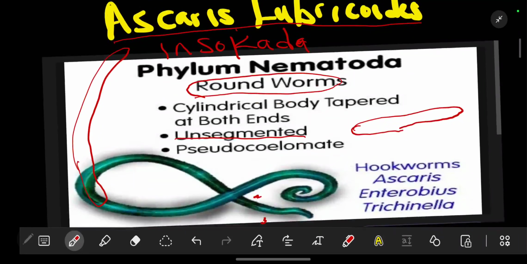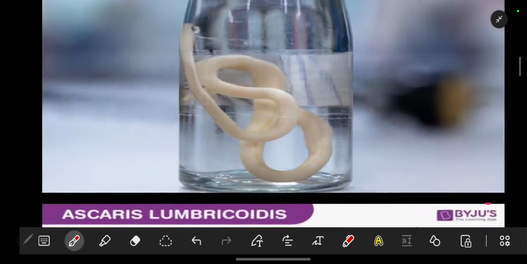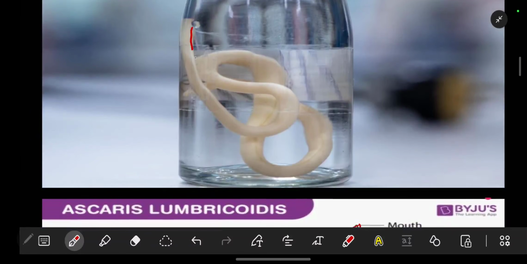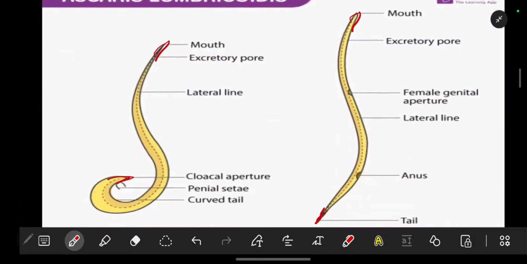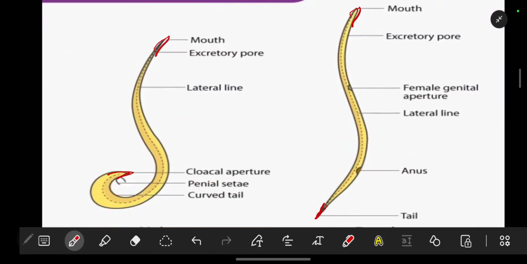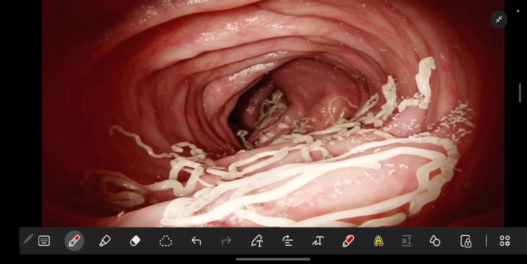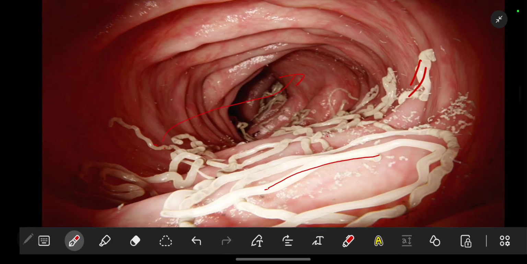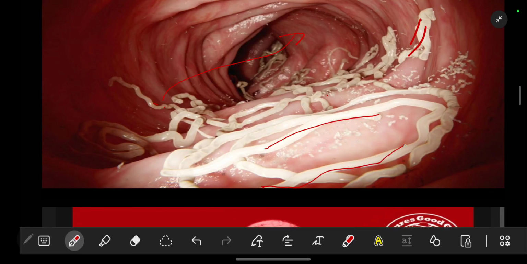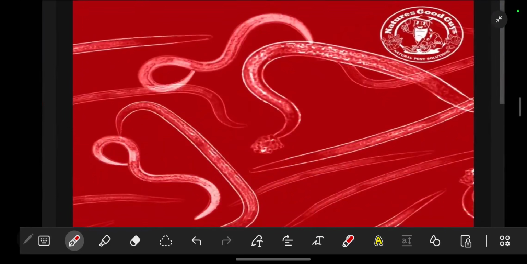So these Ascaris lumbricoides have got hooks for clinging to host intestines. As you can see, this is Ascaris lumbricoides like that. So now these have got more like hooks like this to be able to cling to host's intestines. As you can see, they have stuck to the host's intestines like that, such that they cannot easily be removed. So this is the characteristic of the Phylum Nematoda.